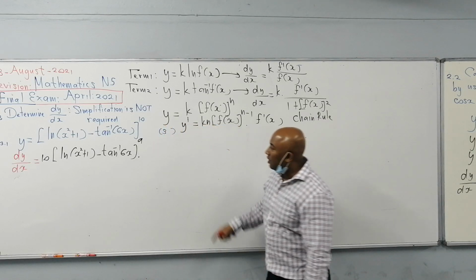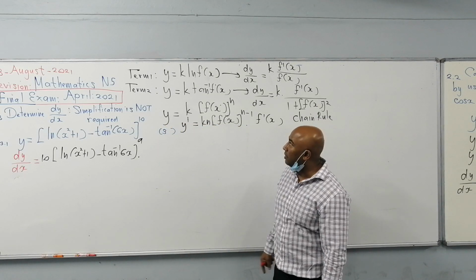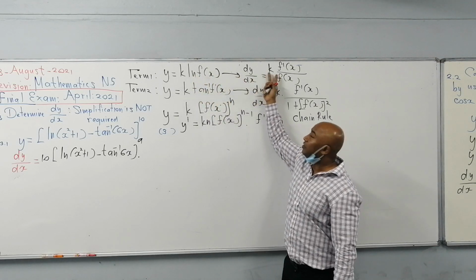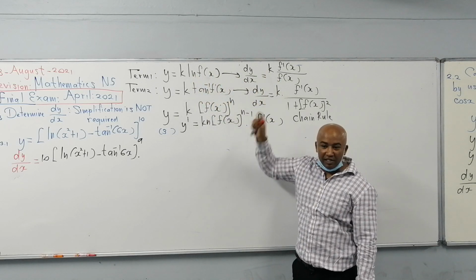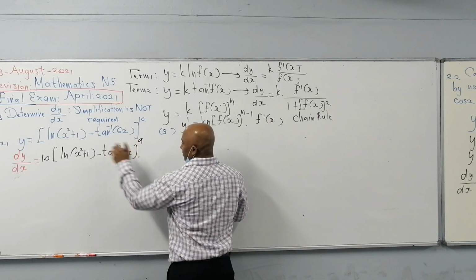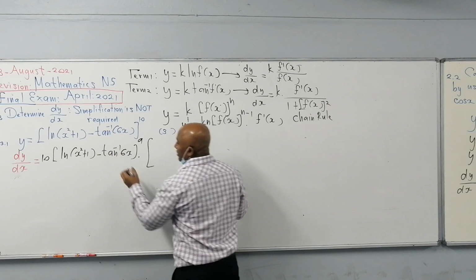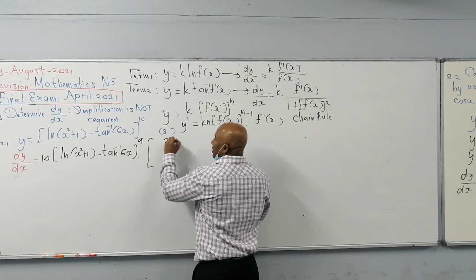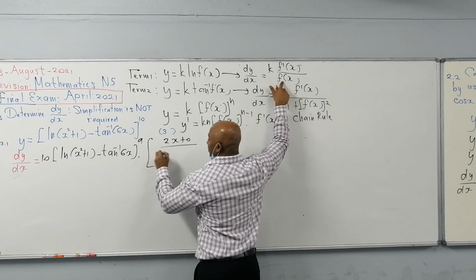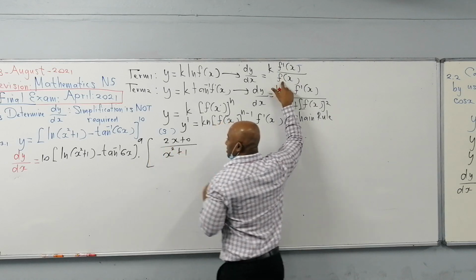So times, now I need to differentiate ln of x squared plus 1. How do I differentiate ln of x squared plus 1? You know that this table, obviously you must have it in your head, the table of derivatives. So the derivative here of x squared plus 1, that's going to be 2x plus 0, which is f prime x all over f of x, which is x squared plus 1.